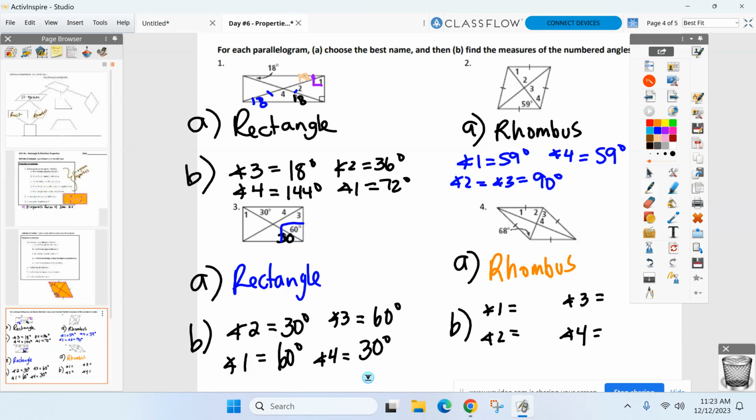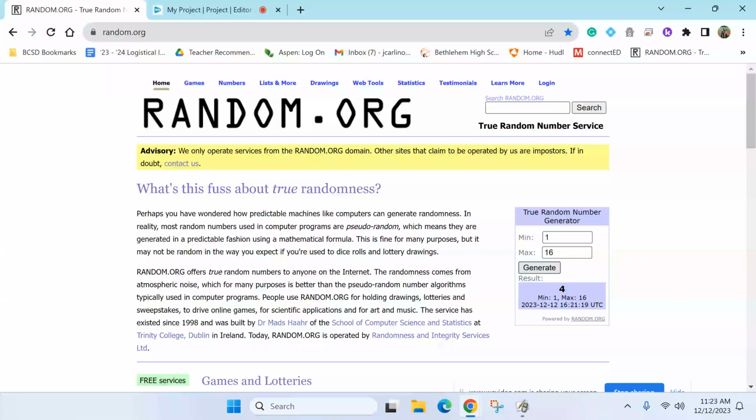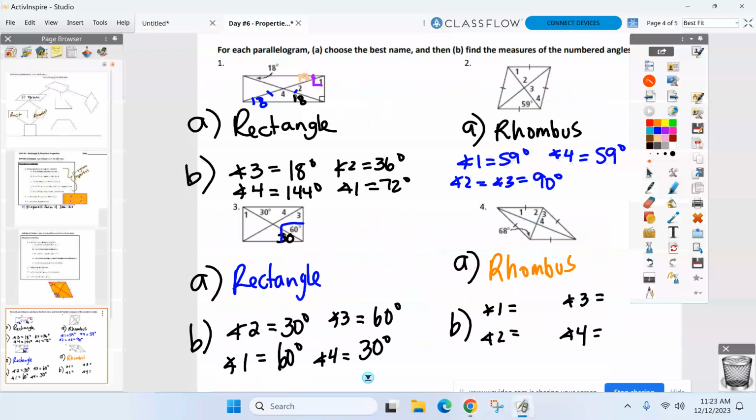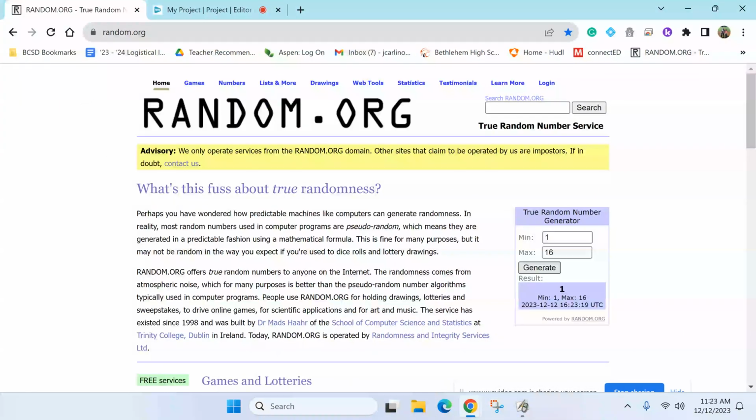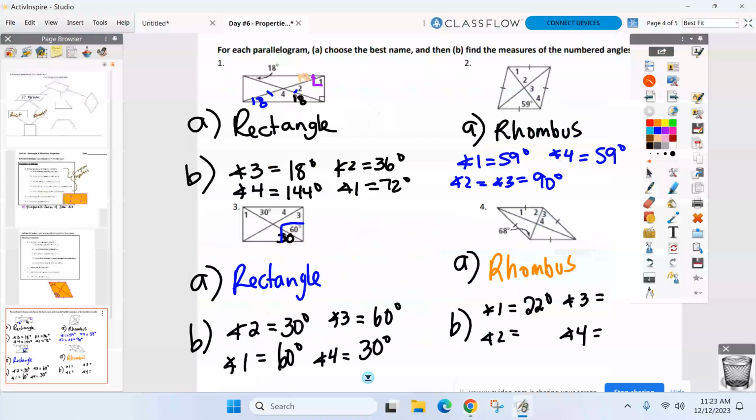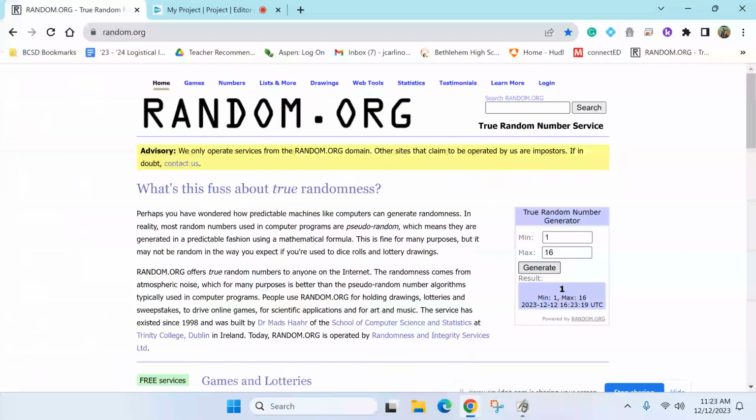All right, angle 1. You don't have a shot anyway in these if we don't go high enough. 15. Gabby, what do you got? Angle 1: 20. There's your 22. Yep. Angle 2, Charlie? 68 degrees. Angle 3.